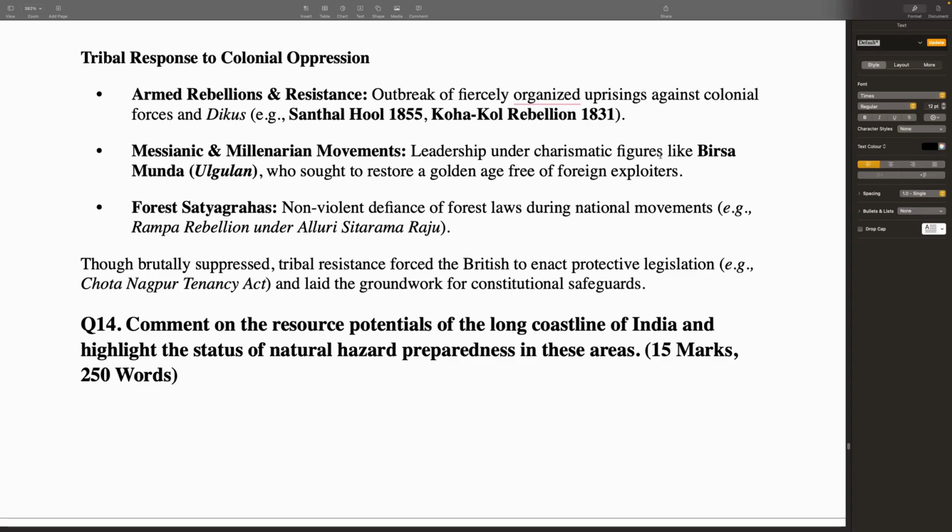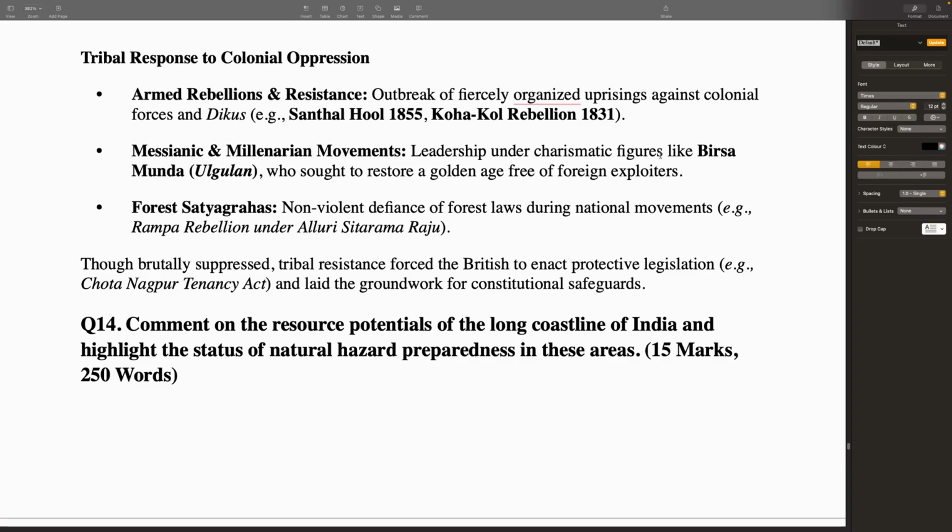Rampa rebellion under Alluri Sitarama Raju. Though brutally suppressed, tribal resistance forced the British to enact protective legislation, Chota Nagpur Tenancy Act, and laid the groundwork for constitutional safeguards.